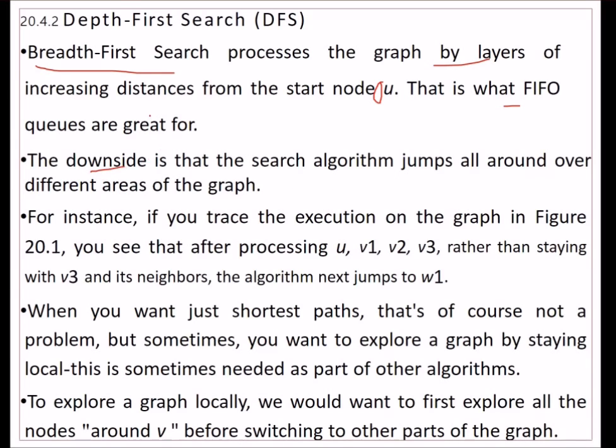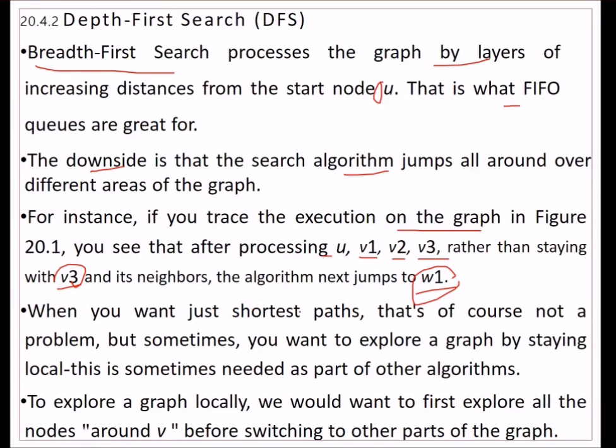But there is a downside of BFS. Such an algorithm jumps all around over different areas of the graph. For example, if you want to trace the execution on the graph we have just seen in 20.1, we see that after processing U, V1, V2 and V3, rather than staying at V3 and its neighbors, the algorithm jumps to W1. Okay, it has to go to the next layer, but it jumps to W1 because we are applying BFS to get those layers.